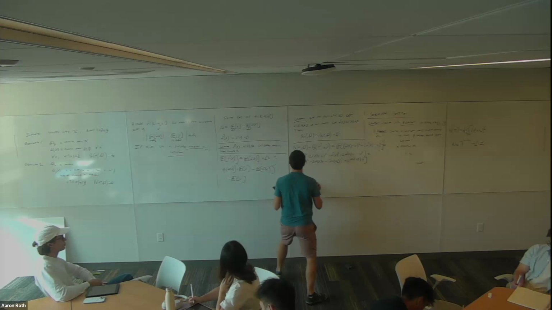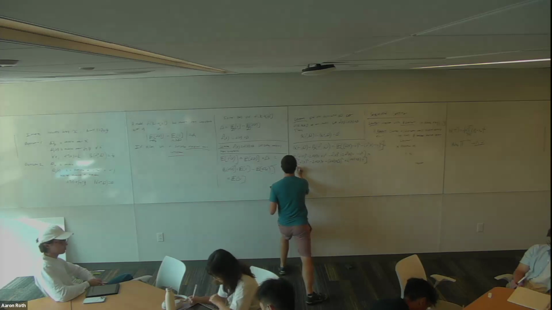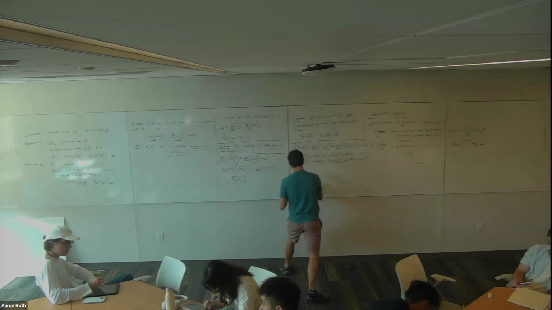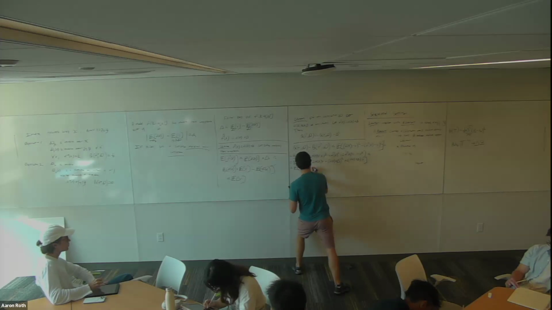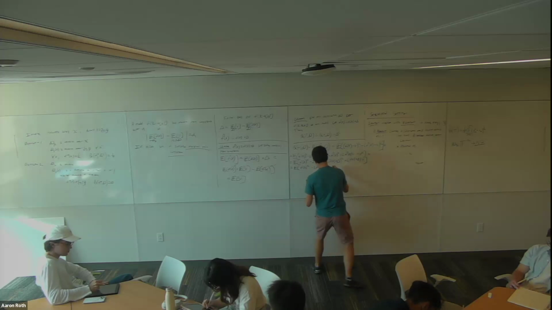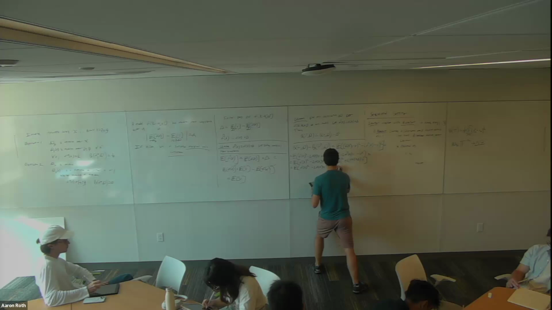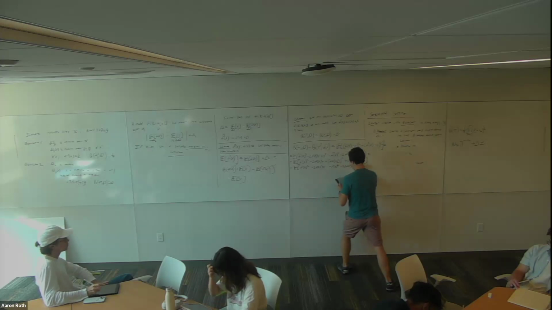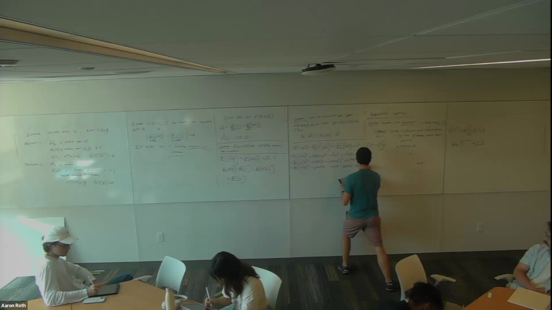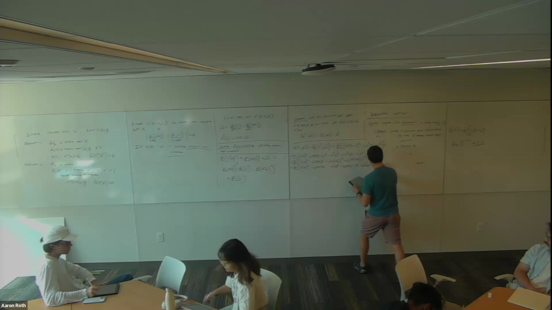Expanding things out once more. f of x squared, 2f of xy, f of x squared minus 2 delta f of x, delta squared plus 2f of xy, 2 delta y.